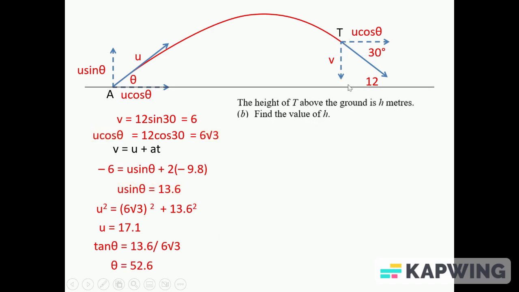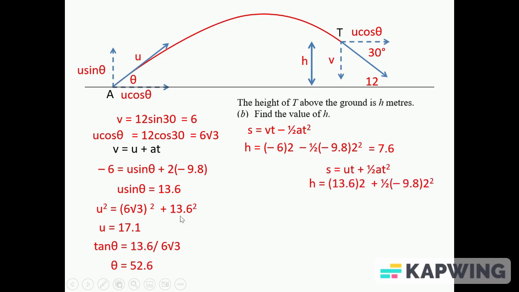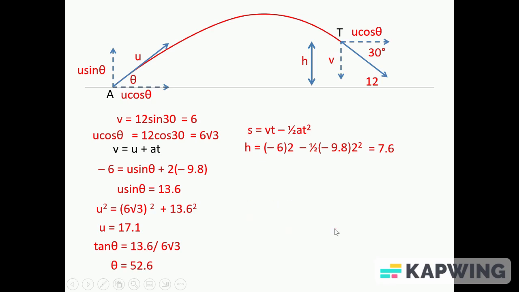Then the height of the target, we call it h. I can use s equals vt minus half at squared. I know this is minus 6, so minus 6 times 2 minus a half times 9.8 times 2 squared gives me 7.6. I could use s equals ut plus half at squared. I know the initial vertical component now, u sine theta, so it's 13.6 times 2, minus half of 9.8 times 2 squared. I could even use v squared equals u squared plus 2as, 0.8.